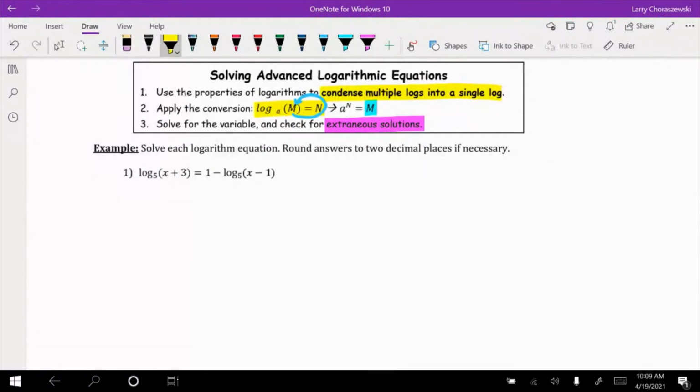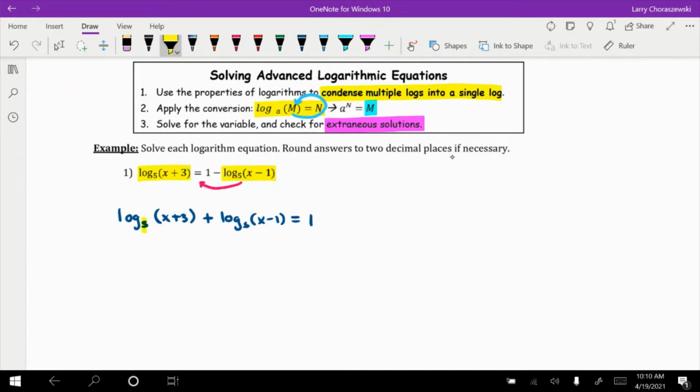Here we have log base 5 of x plus 3, notice x is in the argument, equals 1 minus log base 5 of x minus 1. And there's a second log with x in the argument there. The first thing that we're going to want to do is move all of the logs to one side of the equation. And I think the easiest one to move is going to be the one on the right. We're going to add it over to the left. So this becomes log base 5 of x plus 3 plus log base 5 of x minus 1 equals 1.